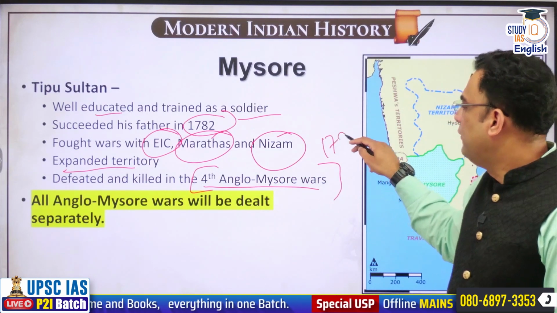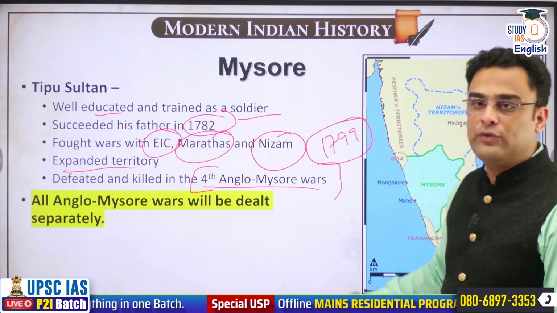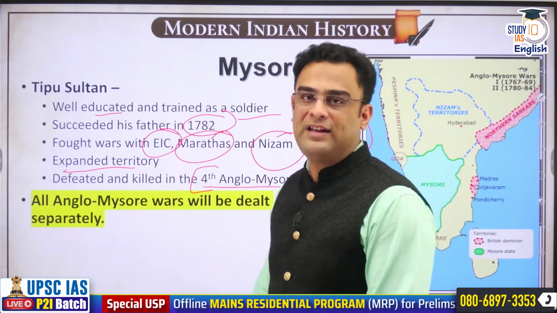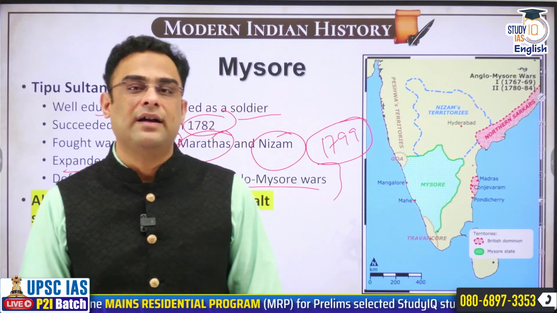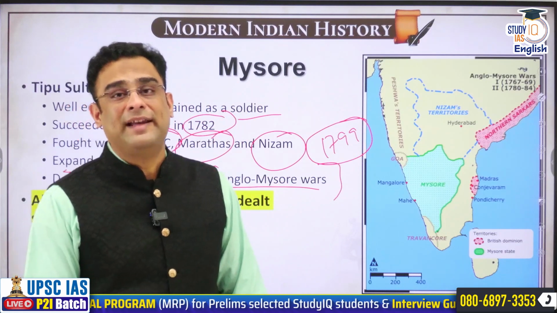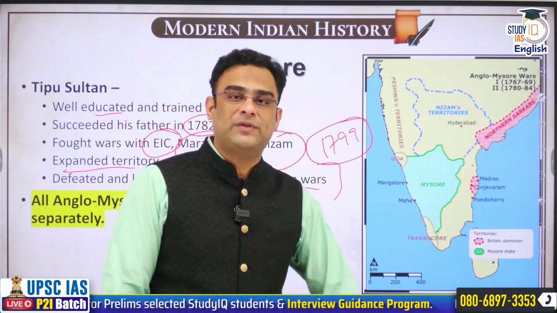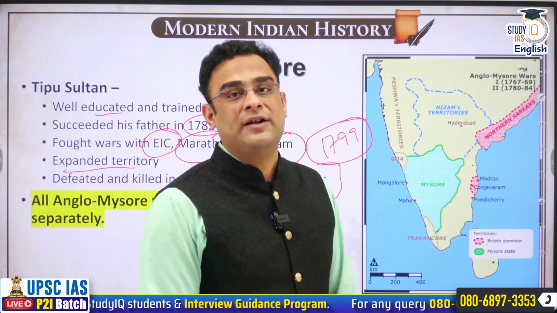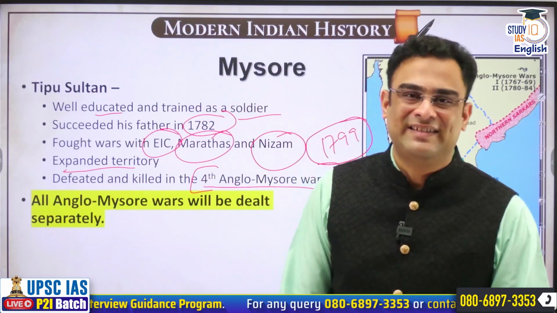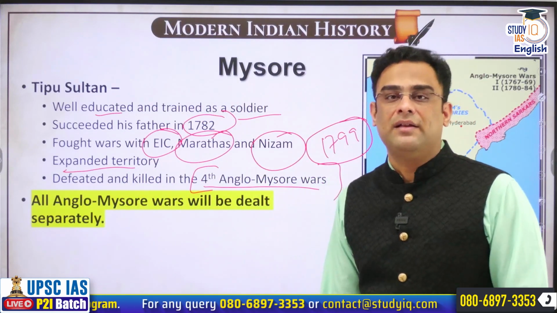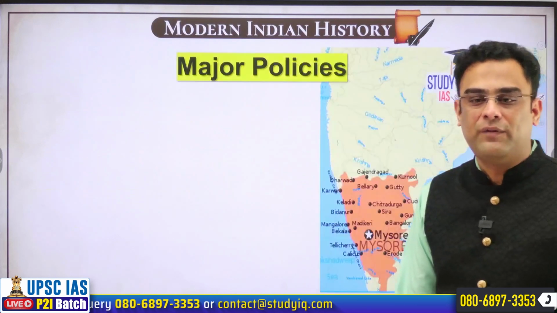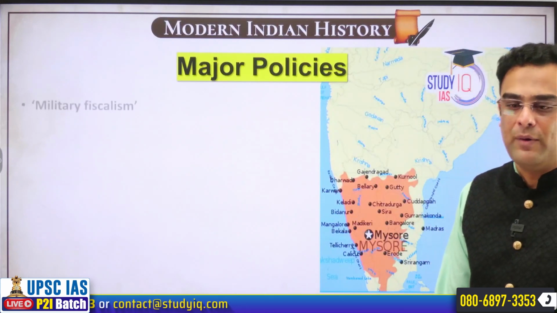1799, Fourth Anglo-Mysore War. Tipu Sultan goes down fighting in a last stand against the East India Company. He could have very well accepted submission, become a subsidiary ally, but he rather decided to fight to death, make a stand against the East India Company rather than accept the humiliation of a subsidiary alliance of a foreign power.